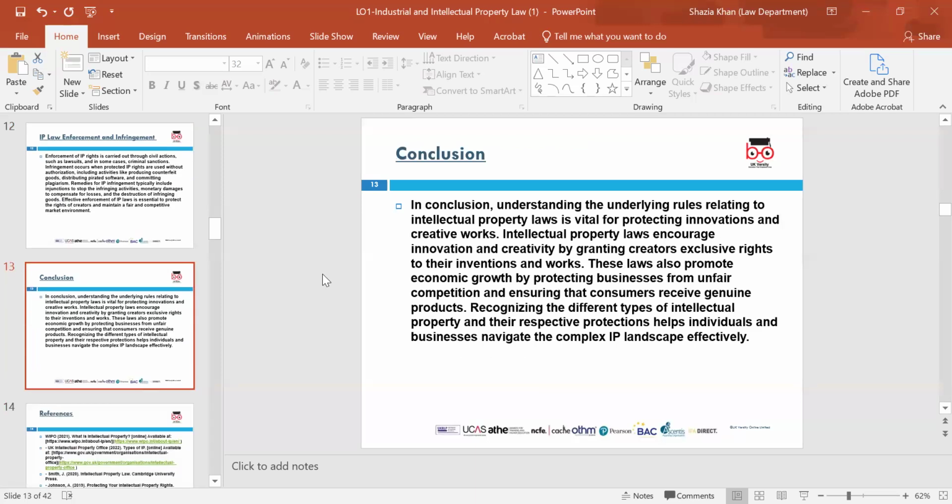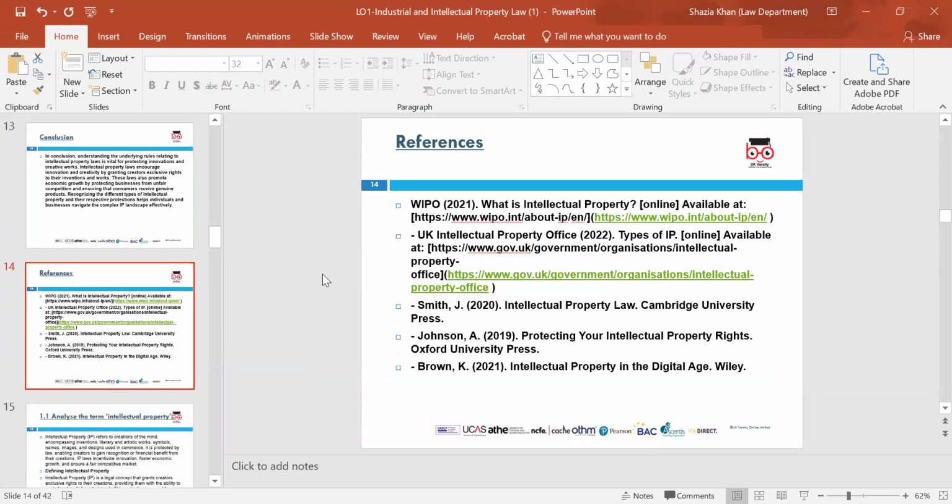So, in conclusion to the first part, understanding the underlying rules relating to intellectual property laws is vital for protecting innovations and creative works. Intellectual property laws encourage innovation and creativity by granting creators exclusive rights to their inventions and works. These laws promote economic growth and protect businesses. It's all about protecting your rights as an individual. These are the references for the first part.